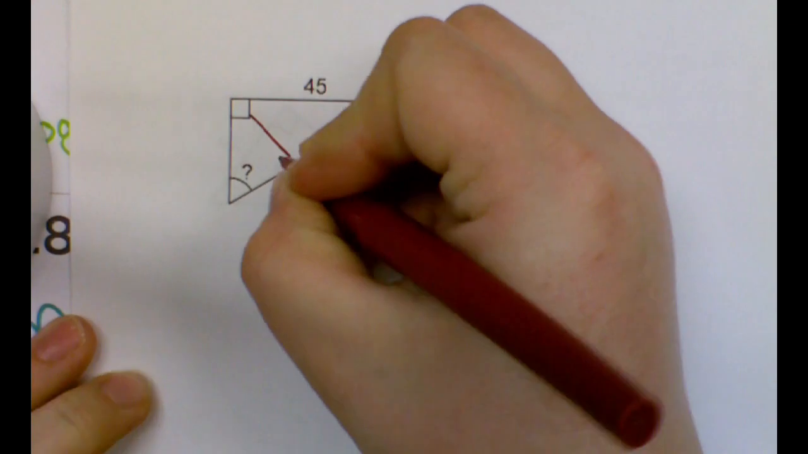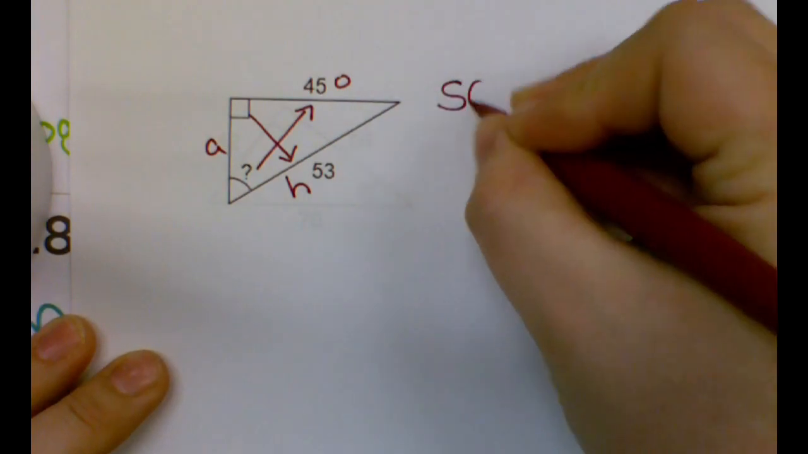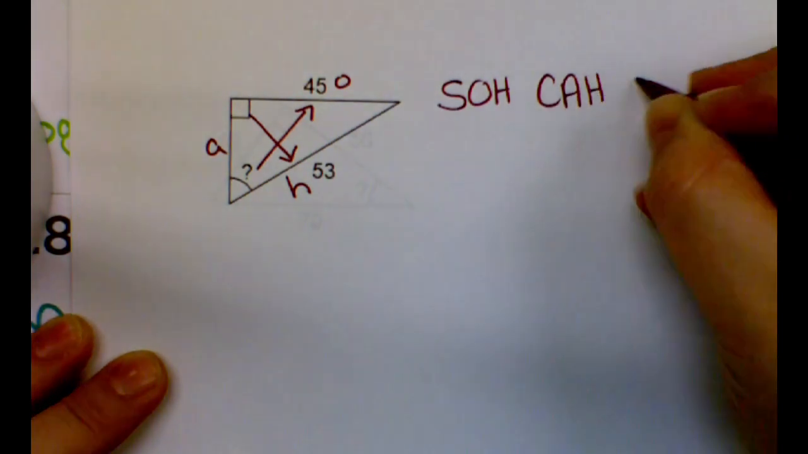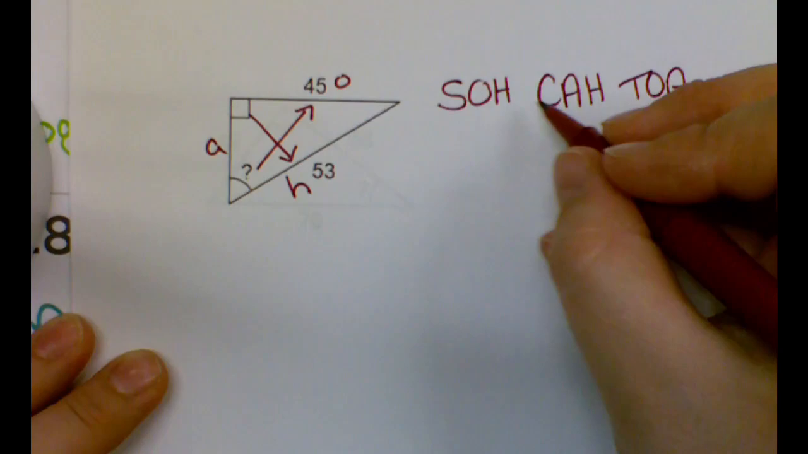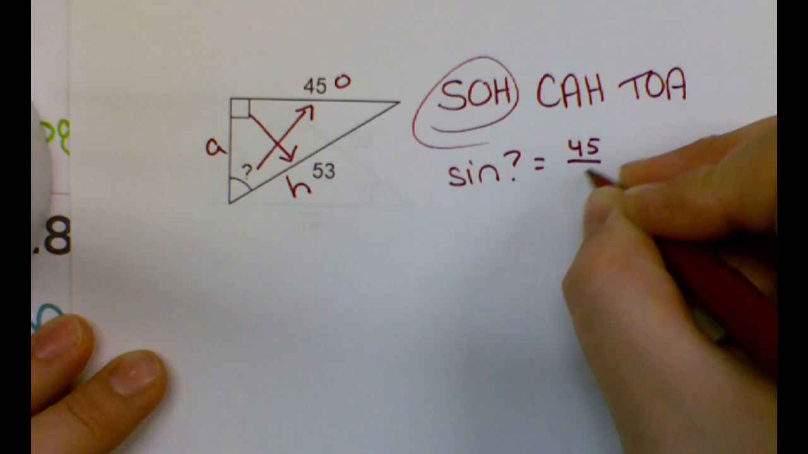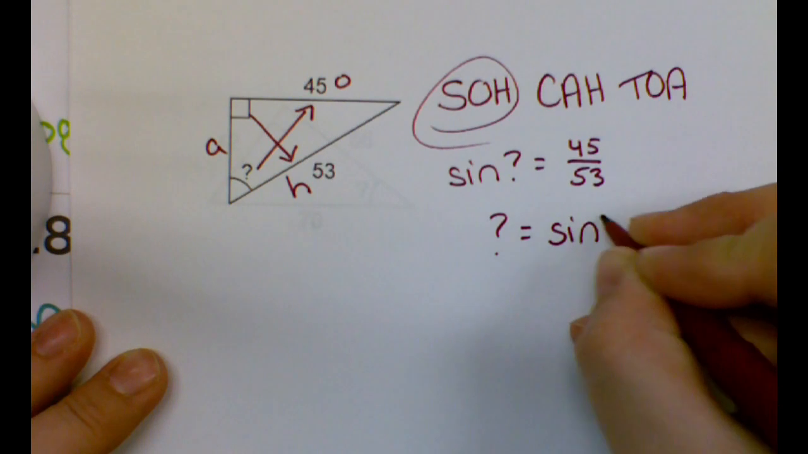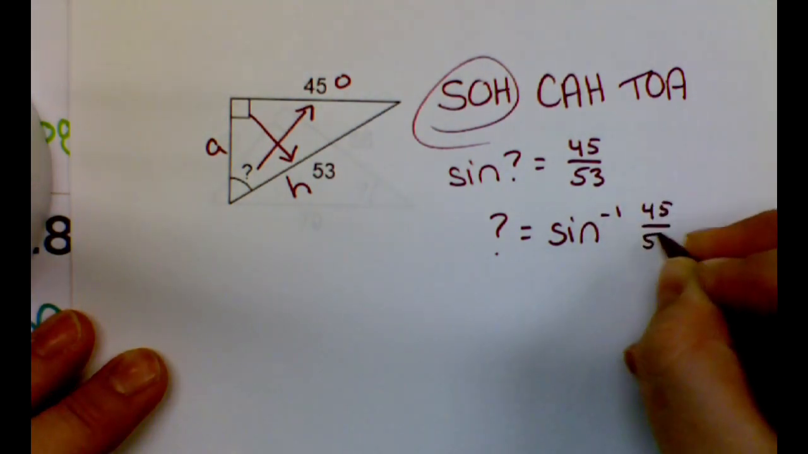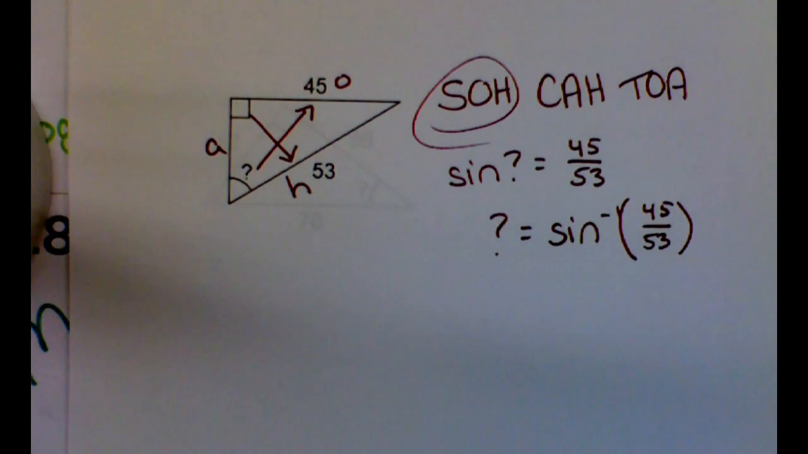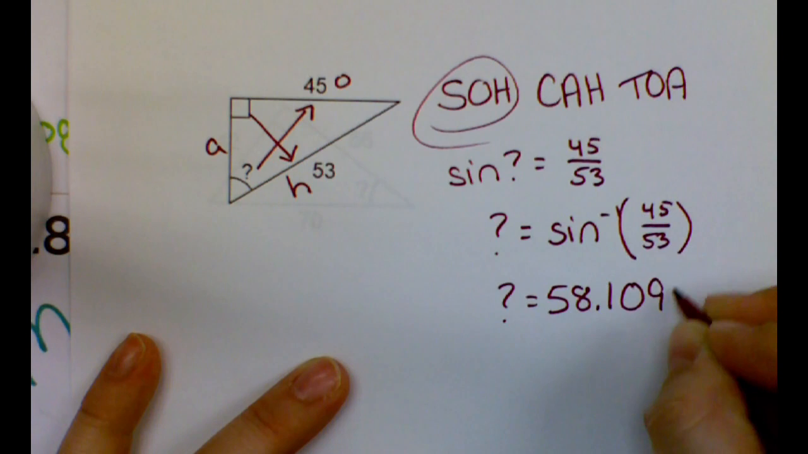All right, to solve for this question mark, look at what we've got. Across from the right angle is my hypotenuse. Across from my question mark is opposite, third side's adjacent. I'm looking at SOHCAHTOA. O and H have labels. That is sine. The sine of my angle is 45 over 53. To undo sine, I use inverse sine or arc sine. Type that in my calculator. Second sine, 45 divided by 53. My angle is about 58.109 degrees.